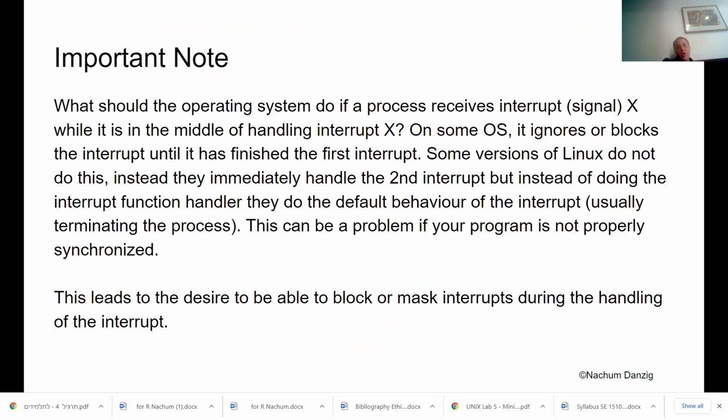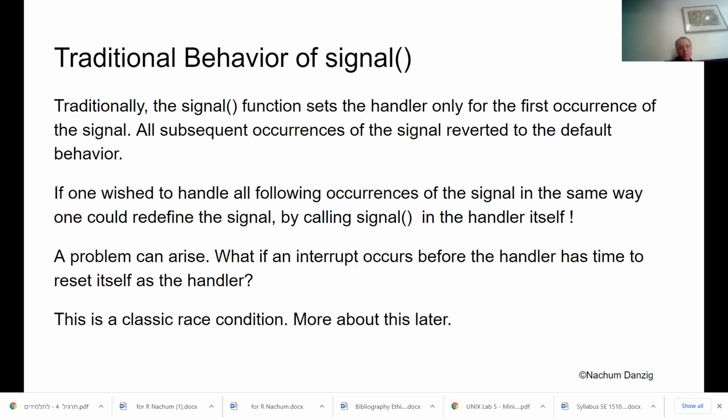Now we talked about this a little bit before. What should the operating system do if a process receives interrupt X while it is in the middle of handling interrupt X? We talked about this a lot last time. On some operating systems, it ignores or blocks the interrupt until it has finished the first interrupt. Some versions of Linux do not do this. Instead, they immediately handle the second interrupt. We talked about this, no? I definitely remember. Yeah, we talked about it. If it's either a FIFO or a stack, I'll finish it or do it.